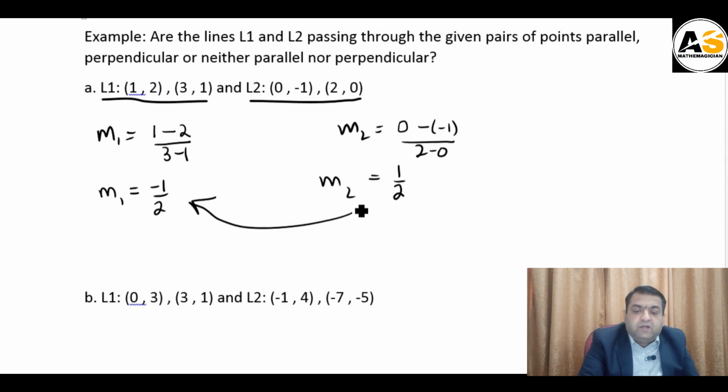Are these two gradients equal? No. So lines are not parallel. Is their product -1? No. The product of these two is -1/4. 1/2 into -1/2 is -1/4. So they are neither parallel nor perpendicular. So we will say lines are neither parallel nor perpendicular.